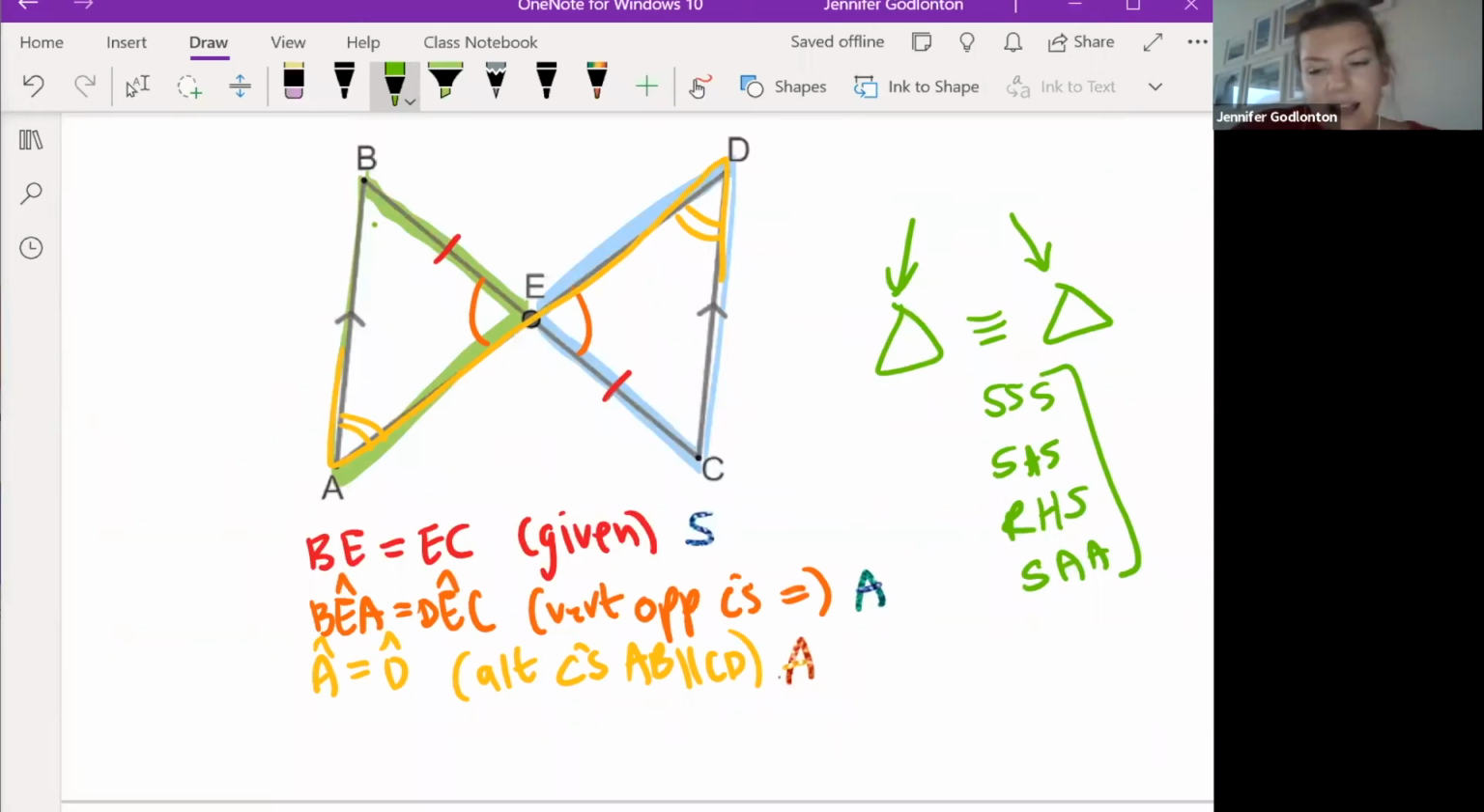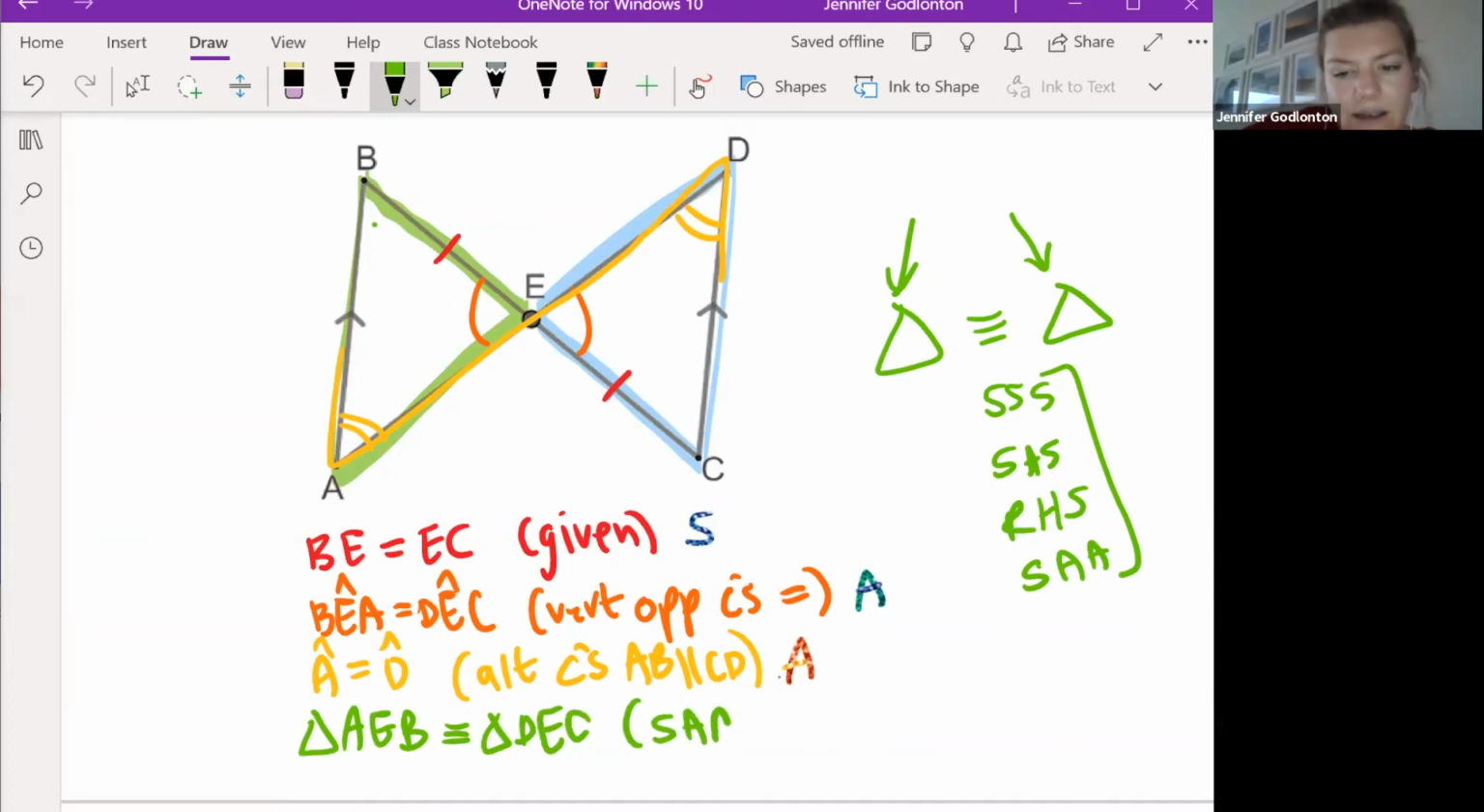Okay, so now that I'm at this point here, now I can just write my statement. I can just say triangle AEB is congruent to triangle DEC, and my reason is SAA.